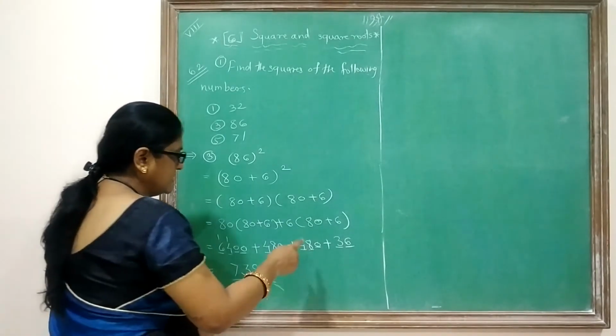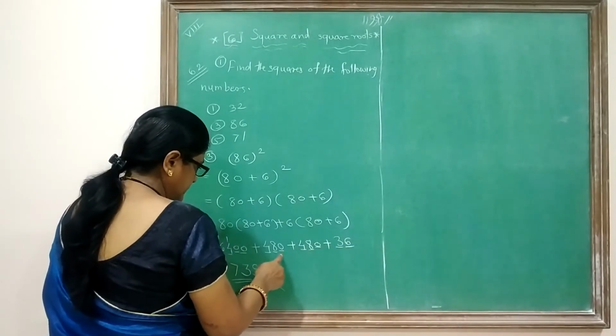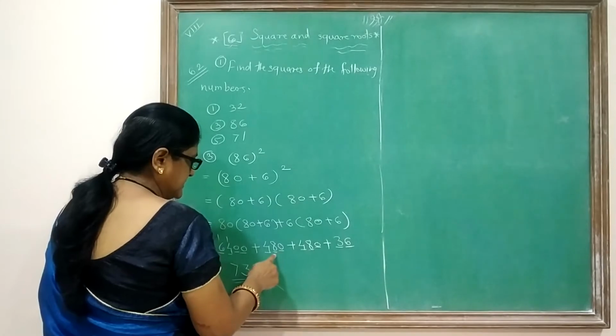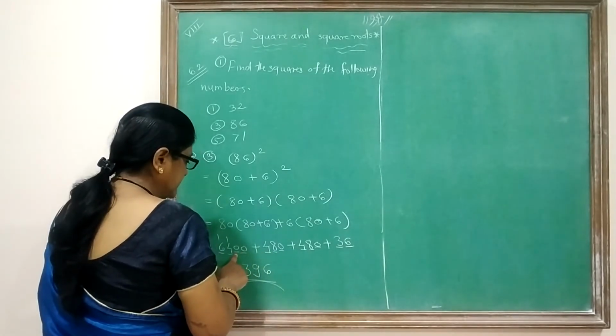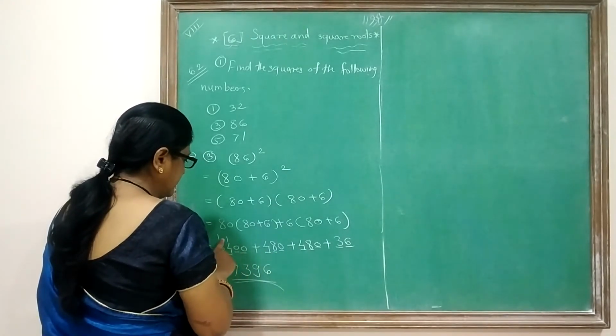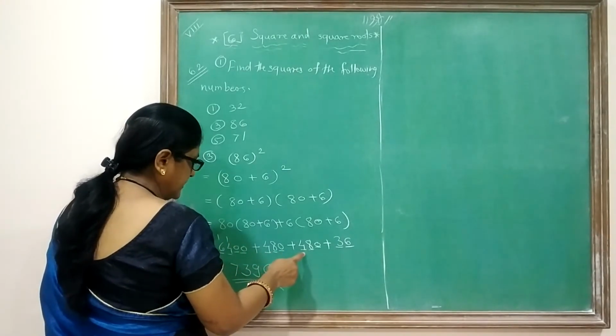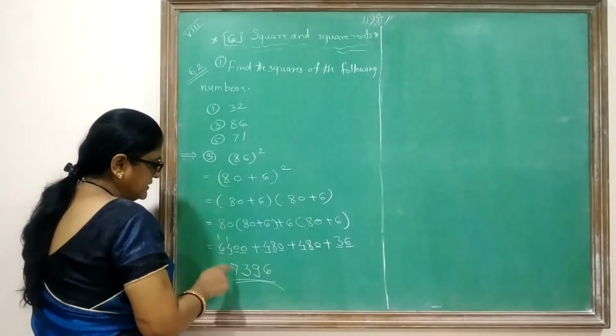Again you will count here: 6 plus 0 plus 0 plus 0 is 6, 3 plus 8 is 11, 11 plus 8 is 19, 19 plus 0 is 19, then 9, then 1, 4 plus 1 is 5, 5 plus 4 is 9, 9 plus 4 is 13, then 3 is here, then 1, then 7.